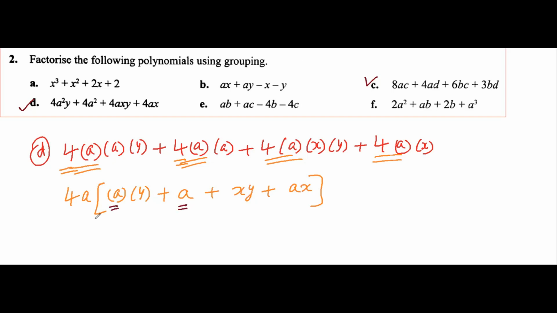Now here again I can take A as common. This A and A I can take common, and over here I can take this AY. Okay, I can't take anything common here. So my grouping is not correct here, because I'm not getting the proper factor. So what I will do, I am going to take AX and XY. Just a minute.